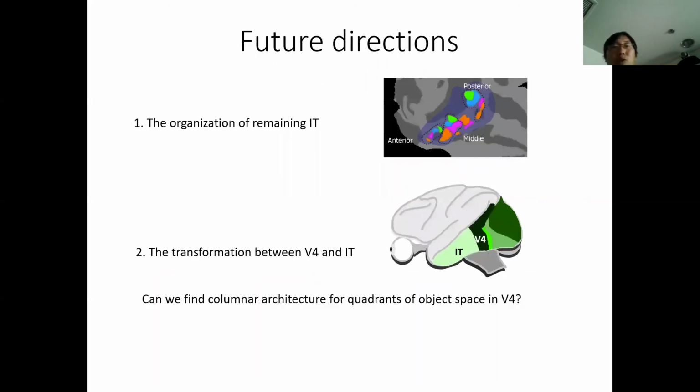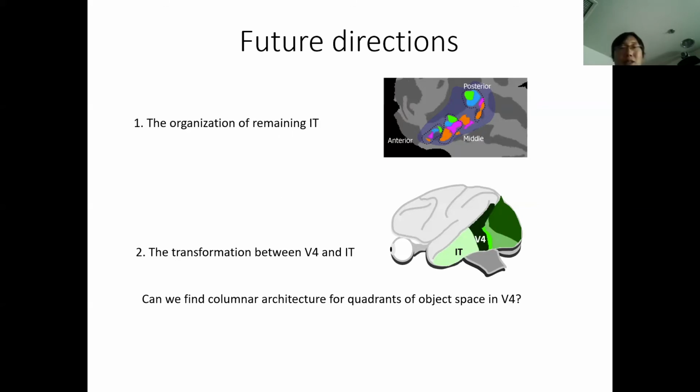In the future, several projects along this line might be interesting to try. First, we have only understood 50% of IT. Figuring out the organization of the remaining IT and providing a big picture of its organization would be very informative for understanding the primate's visual system.